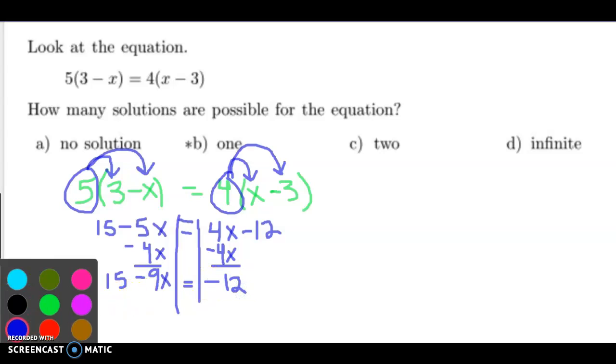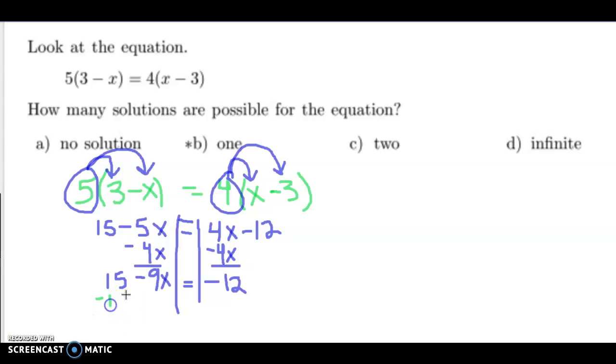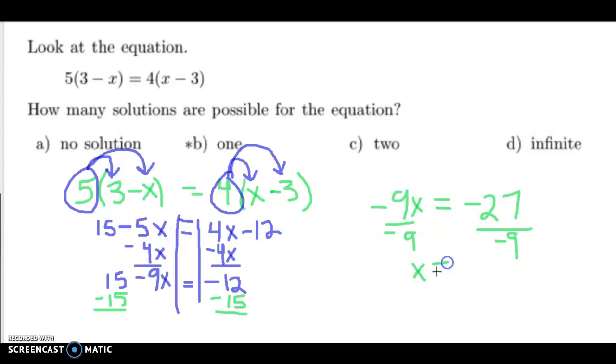Now I know I have to bring my constants to the left side, so I'm subtracting 15 on both sides. I'm just going to rewrite my work up here, so I'm left with negative 9x equals, and remember I have 12 negatives here, 15 more negatives here, so I have a total of 27 negatives. I divide both sides by negative 9 to get x by itself. And my value is x equals 3.